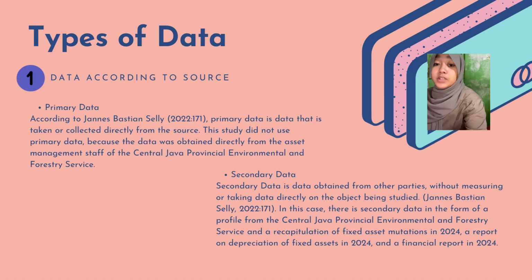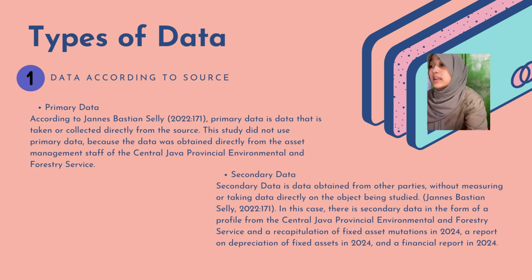So there are types of data. First one is data according to the source. Primary data, according to Janus Bastian Sally 2022, is data that is taken or collected directly from the source. This study did not use primary data because the data was obtained directly from the asset management staff of the Central Java Provincial Environmental and Forestry Service.